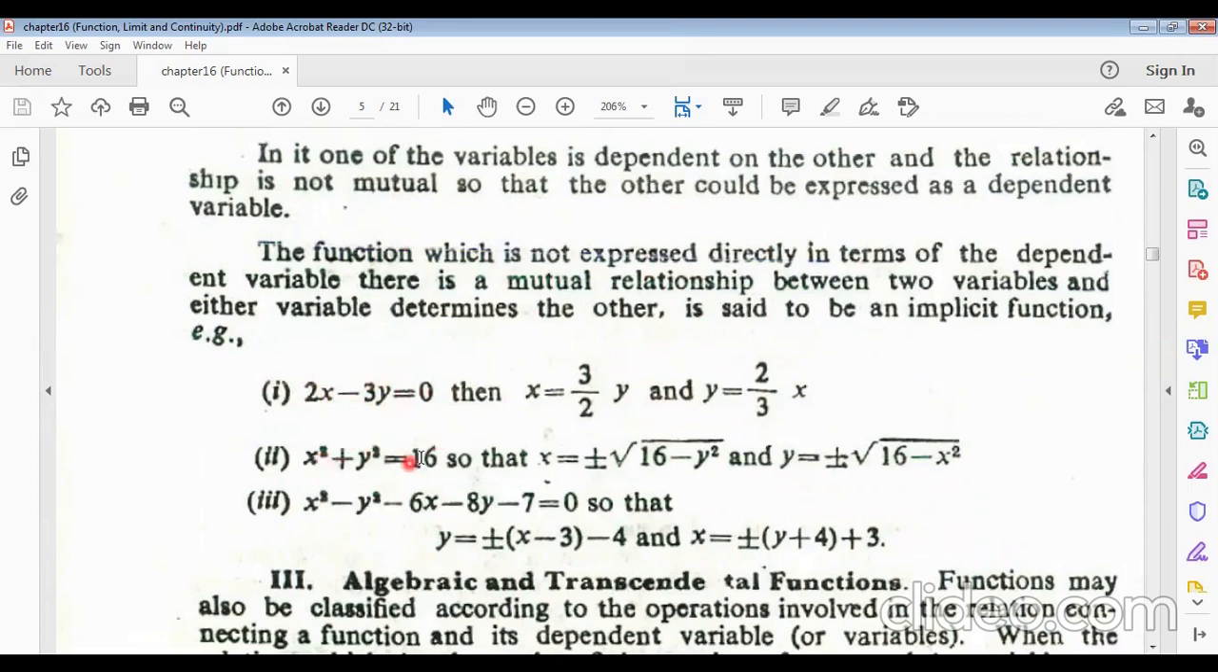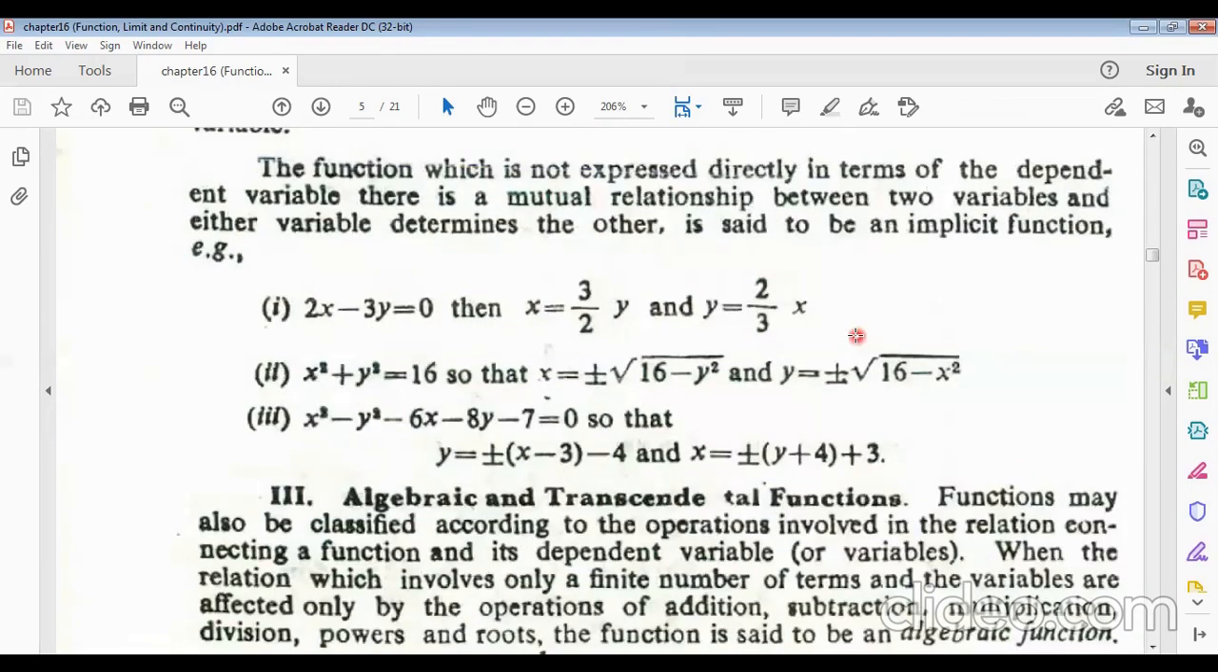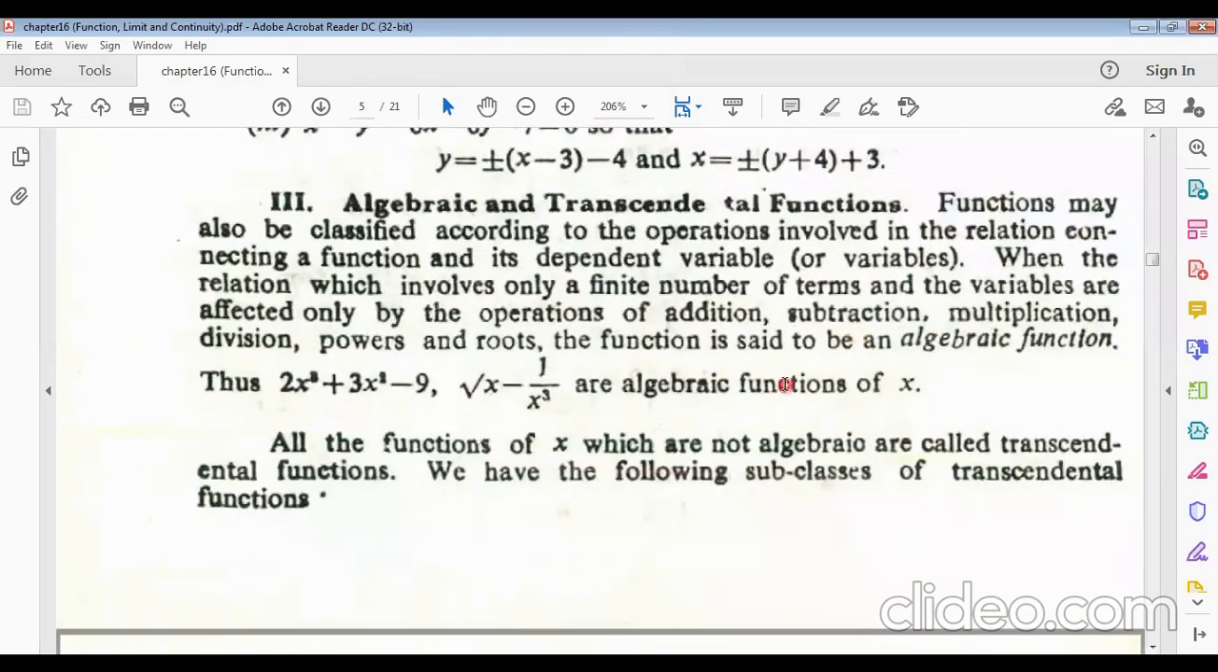Suppose x square plus y square equals 16. This also cannot be expressed directly, which is why it is an example of an implicit function. What is an implicit function? The opposite of what? Explicit function.